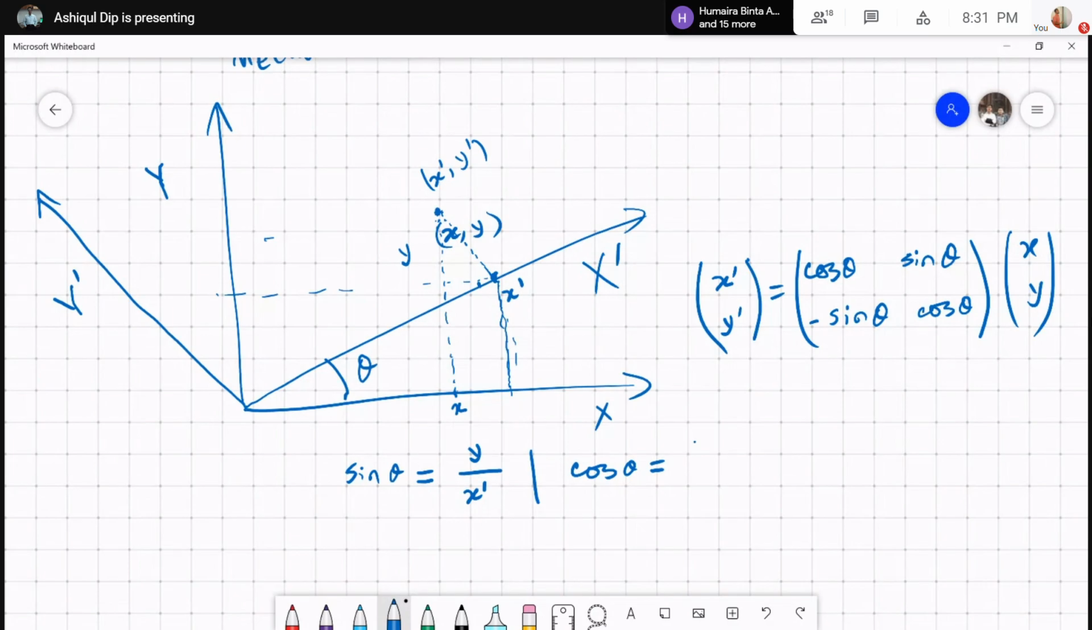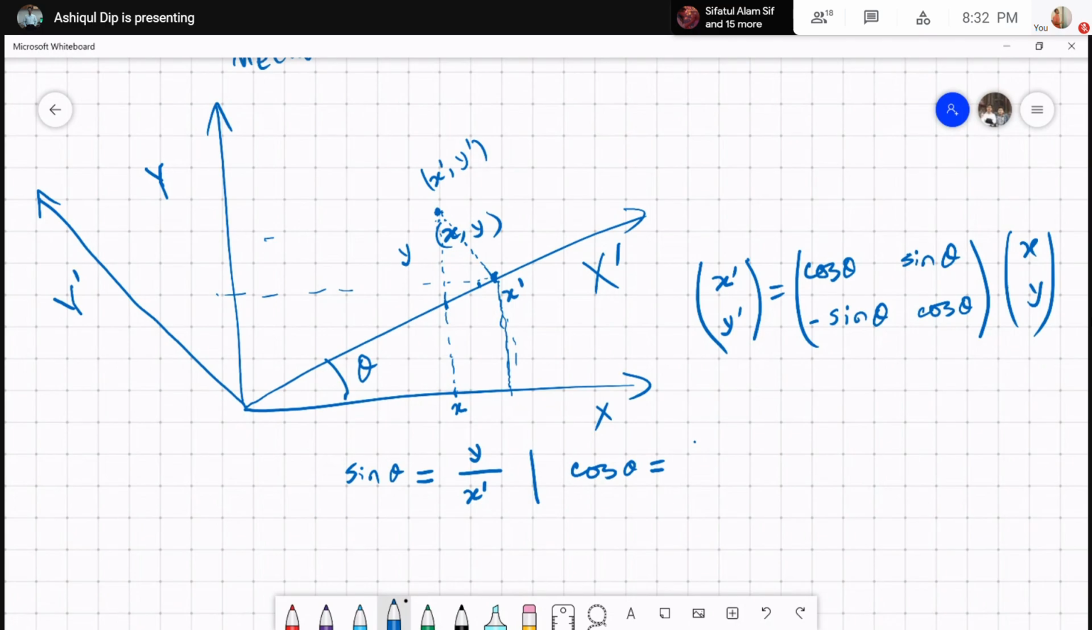Sorry, did I make a mistake? It's a simple geometry. Okay. I think we can just find the x cos theta and add it with y sin theta. I think that will be the easier way. X cos theta, and add it with y sin theta. So you need this amount, right?